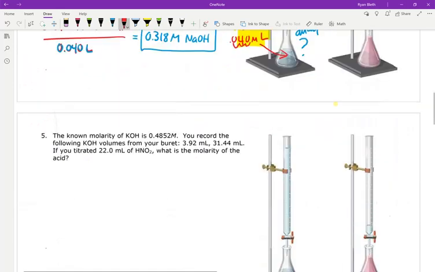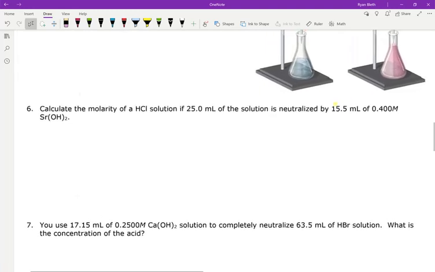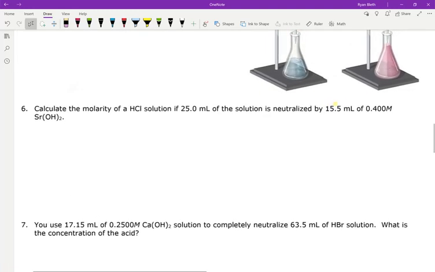All right, let's take a look at number 6. I chose number 6 because I want to show you a question or two where the ratio is a little different than that 1-to-1 ratio that we've seen so far. So here we've got HCl, that's our acid. And we've got a base here of strontium hydroxide.